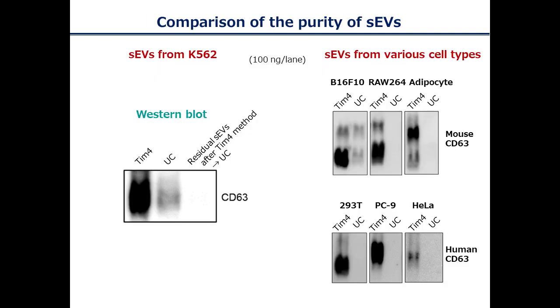And Western blot analysis revealed about 10 times more enrichment of SEV markers such as CD63, CD9, and CD81 by the TIM4 method. We confirmed that this is also true to the SEVs from various cell types. Residual SEVs after TIM4 method were hardly isolated by ultracentrifugation, indicating that TIM4 method had isolated most of SEVs.